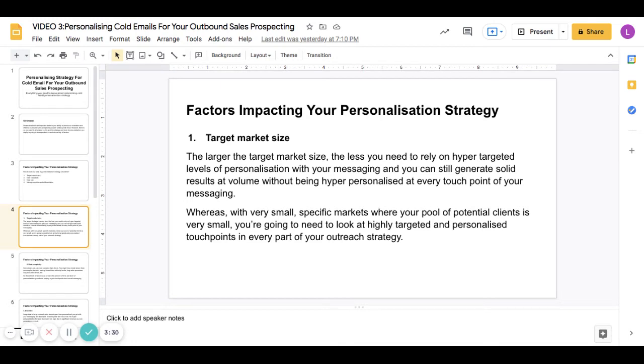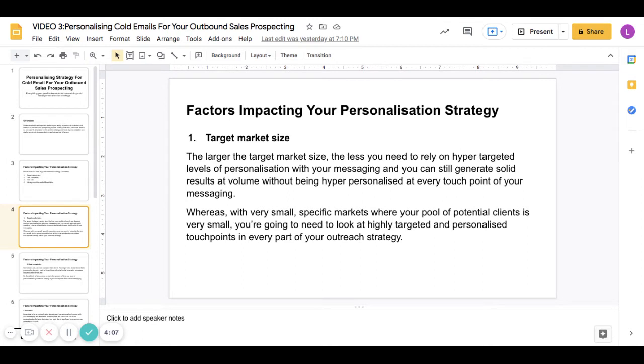So in general, the larger the target market size, the less you're going to need to rely on hyper-targeted levels of personalization in your messaging. The reason why is because you can leverage the volume aspect of it while using less hyper-personalization and still get solid results, without having hyper-personalization at every touch point in your messaging process or every message, okay? So that's a really important consideration.